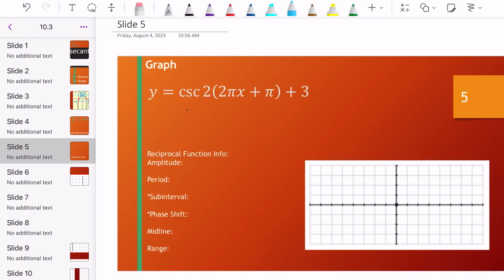Let's take a look at slide 5. Once again, we're going to begin with rewriting this equation. Now, in this case, we have a 2 on the outside of our parentheses. So when we rewrite this, we are going to distribute that 2 and convert it from cosecant to sine. So sine of 4 pi x plus 2 pi plus 3.